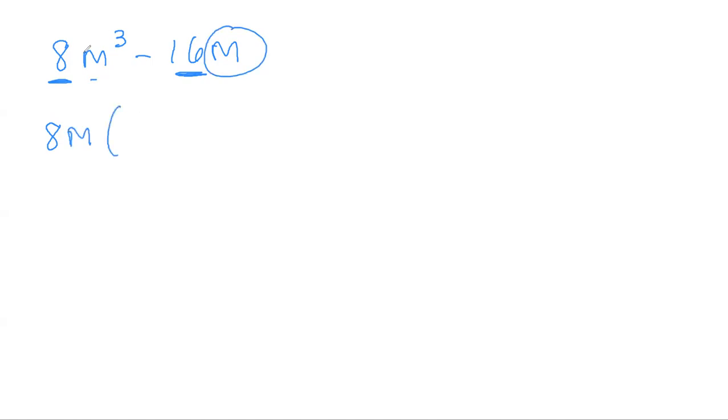So let's maybe do 2 more. Okay, so here I can take out an 8 out of both of these. For the m, I just choose the smallest, so that's just m to the 1. 8 divided by 8 is just 1, and 3 minus 1 is just m squared, minus 16 divided by 8 is 2, and I already took out 1m, so I just have 2 there.